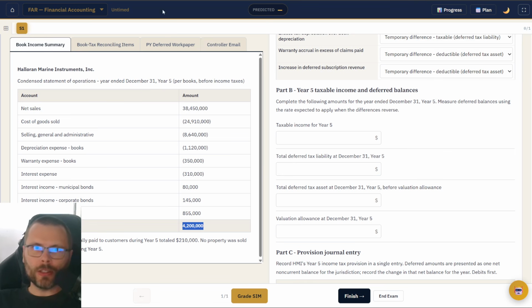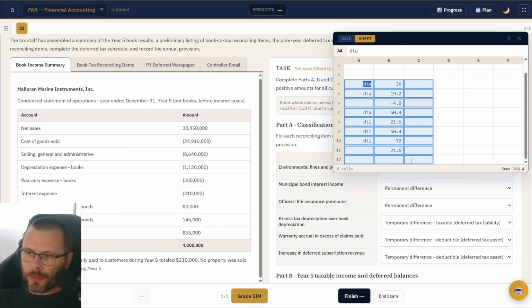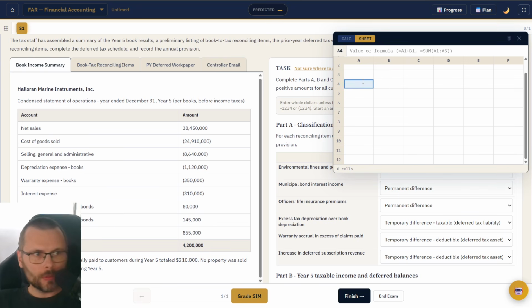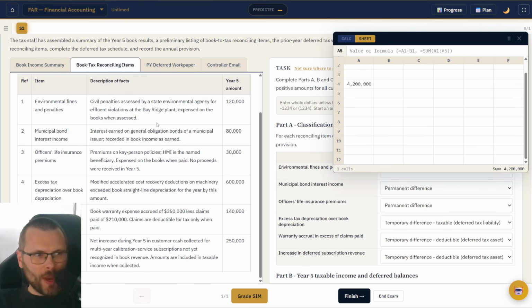Book income, 420. So let's pop open a calculator. We're going to need to write this down. This was from the video, the multiple choice one. So we start with 420, or 4.2 million. That's your book income. Then look for the 6 reconciling items, and figure out whether you should add them back or take them out of this 4.2 million.